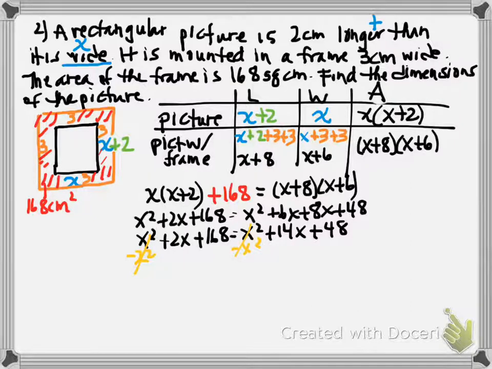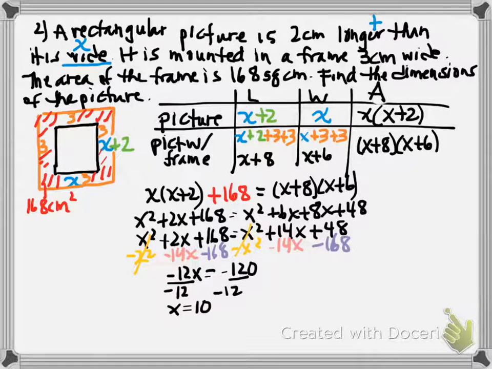So at this point, I'm going to go ahead and get my x's on the left by subtracting 14x from both sides, and I'm going to subtract 168 from both sides to get my constants on the right. And we end up with negative 12x equals negative 120. When I divide both sides by negative 12, I get x equals 10.